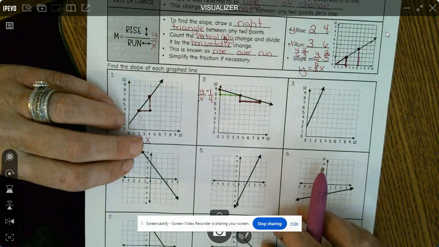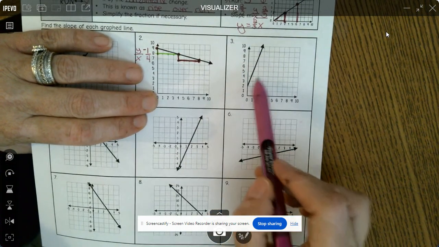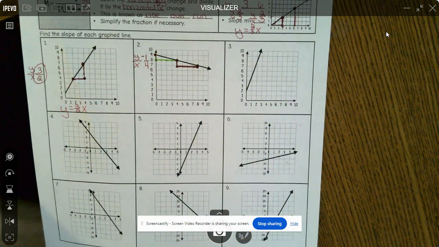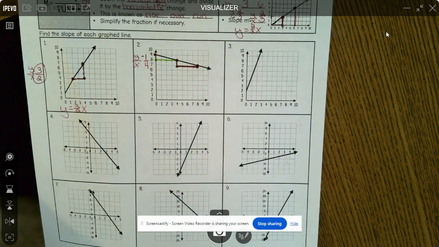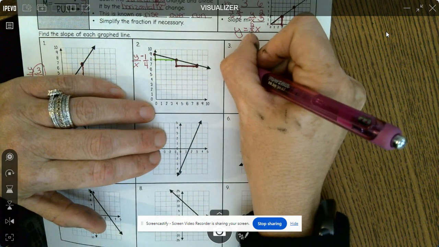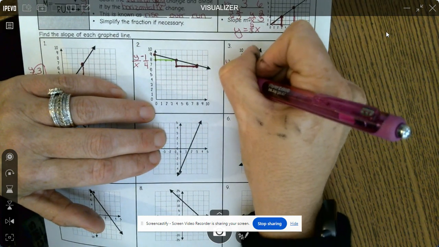All right, let's do one more. You guys go ahead and work on number 3. Find all your points on your line first. Create your triangle. And then find your rise over your run.